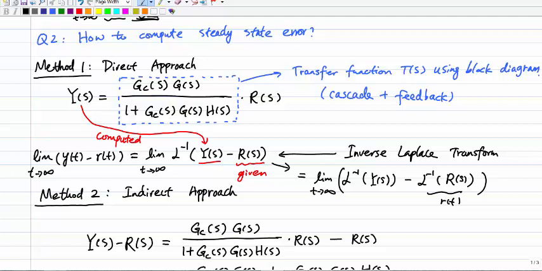So that's about the first approach. The second approach is the indirect approach, which means we may not want to compute y(t) directly using the inverse Laplace transform. There's probably an easy way, like I mentioned, the final value theorem we can apply. So this is called the indirect method.